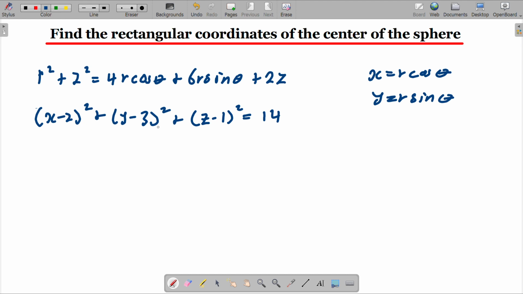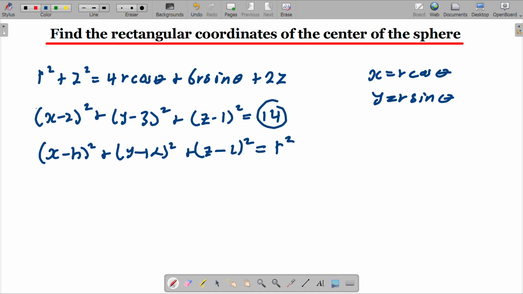Okay, so this is a sphere of radius equal to the square root of 14. But what we're interested in is the center, and remember, the standard equation of a sphere can be written as x minus h squared plus y minus k squared plus z minus, let me just use L here, squared is equal to our r squared.